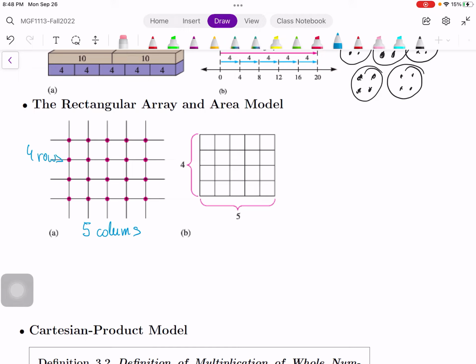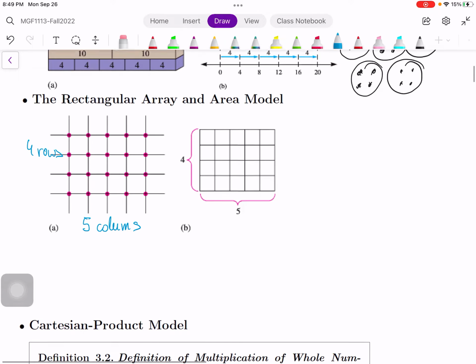We will learn later that multiplication is so-called commutative, meaning that order doesn't matter, because 4 times 5 is the same as 5 times 4, but let's wait with that. So technically you can arrange this area or array the other way around. You can make 5 rows and 4 columns. It still would represent the same multiplication.